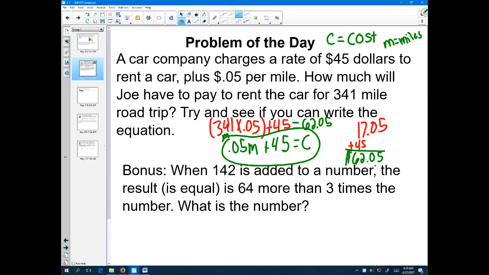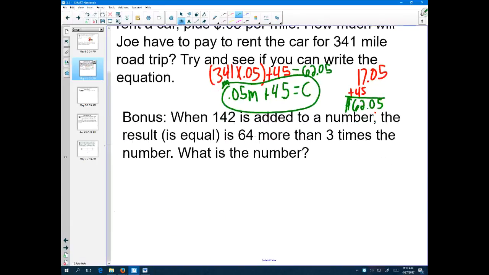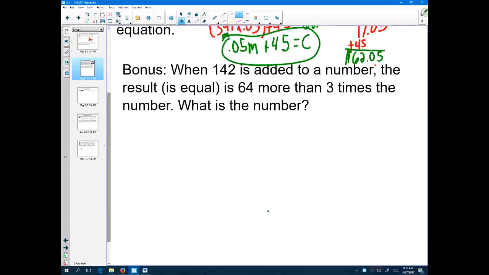Okay. Last one here, I'm going to show you a way to do this. Real simple, although you'll spend a lot more time on this next year when you're trying to solve for an x. Okay, you're adding a number, right? It says 142 plus a number, so I'm going to use n for number. That has to equal 64 more than 3 times that number. So 64 more means addition. 3 times the number, 3n.